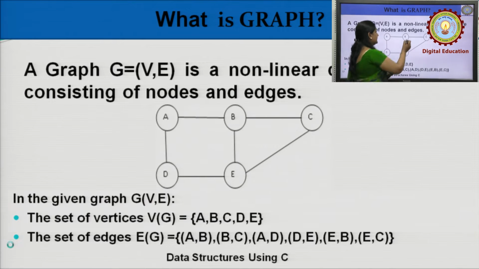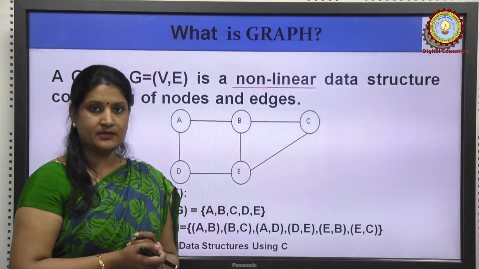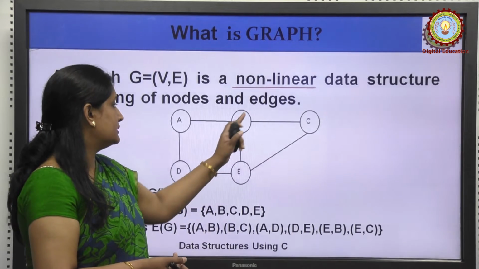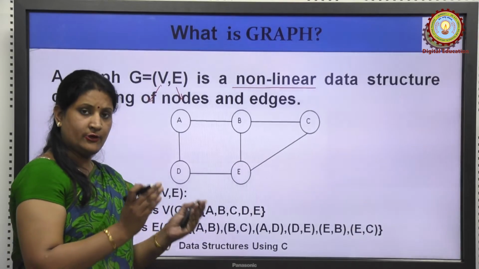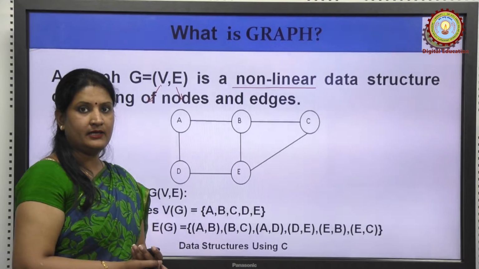Graph is a non-linear data structure. That means the data items are not arranged in a sequential manner. One data item is connected to several other data items. So, a graph can be represented by two tuples V and E, where V is the set of vertices and E is the set of edges. So, the set of vertices and the set of edges together specify a graph.